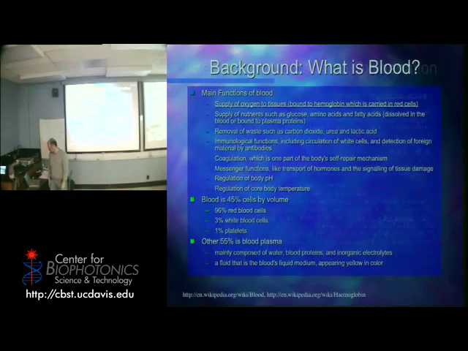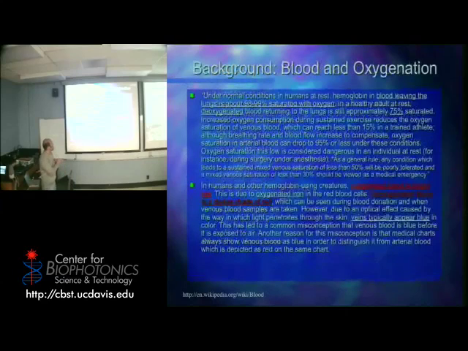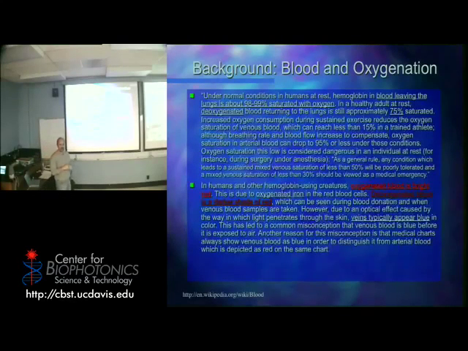So, under normal conditions for humans at rest, especially younger humans, hemoglobin in blood leaving the lungs is about 98 to 99% saturated with oxygen. And the blood coming back is approximately 75% saturated. What that means is that when the blood first goes through the lungs to get oxygenated, it ends up getting about 98, 99%, or even 100% oxygenated. Then as it goes through the body and comes back to the venous system, it has lost about 25% of its oxygen.